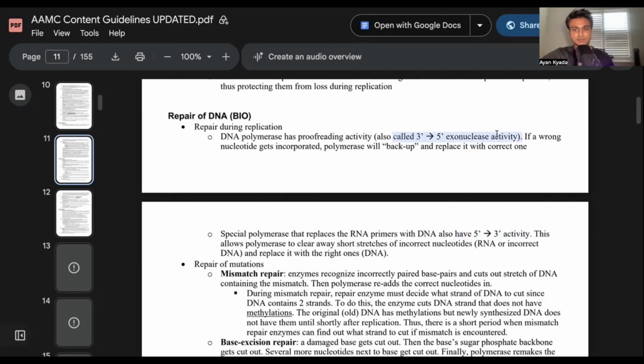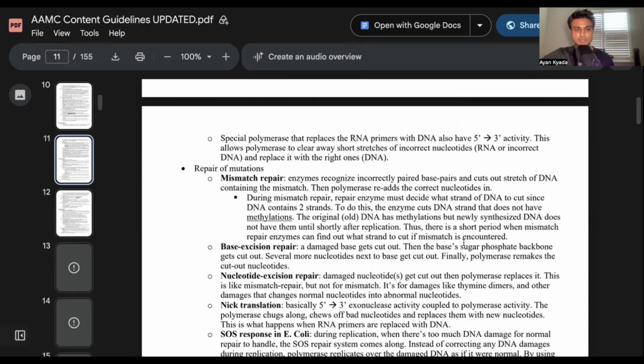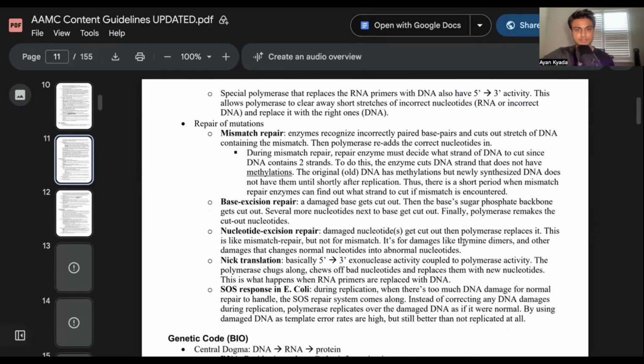3 to 5 prime exonuclease is proofreading activity, and 5 prime to 3 prime is the removal of the RNA sequence with the correct DNA sequence. And we also have repair of mutations after the process of DNA replication is complete.